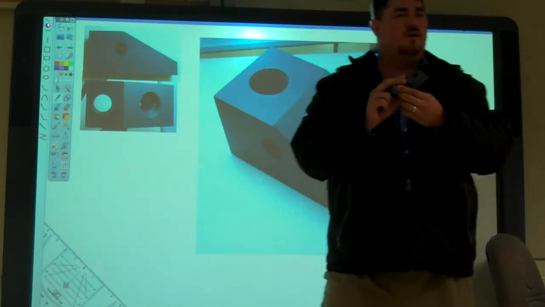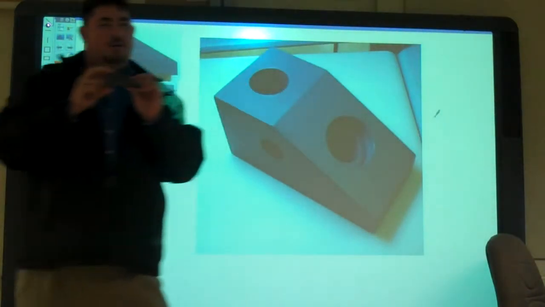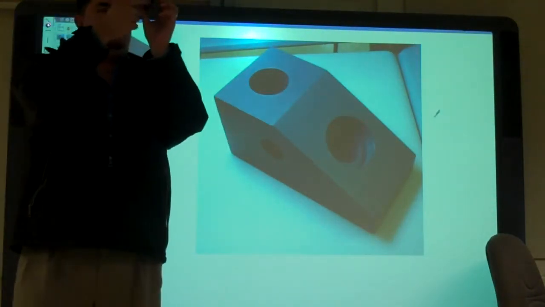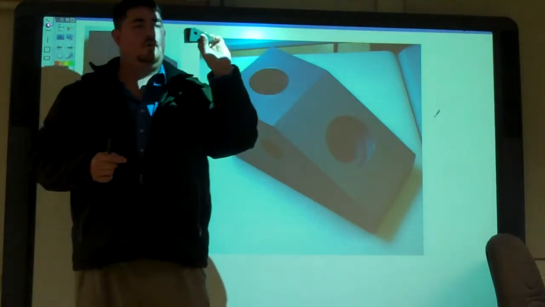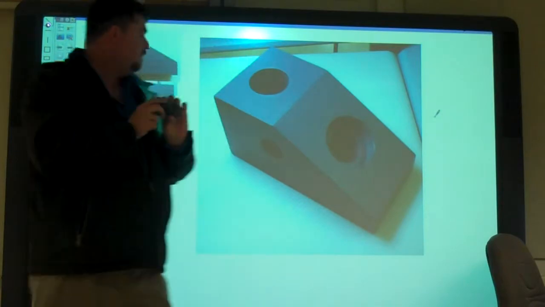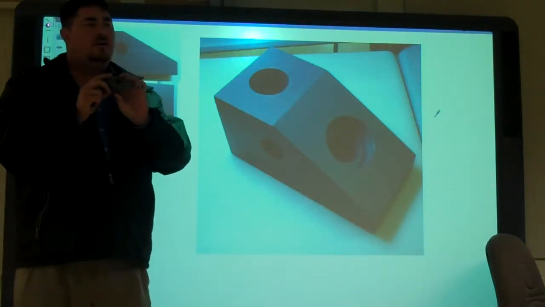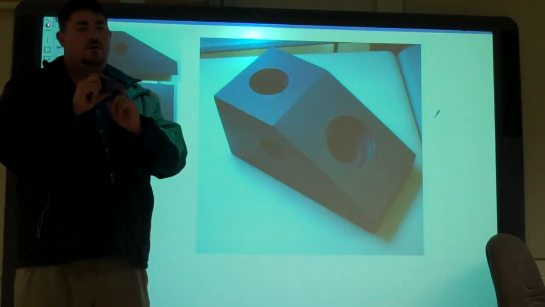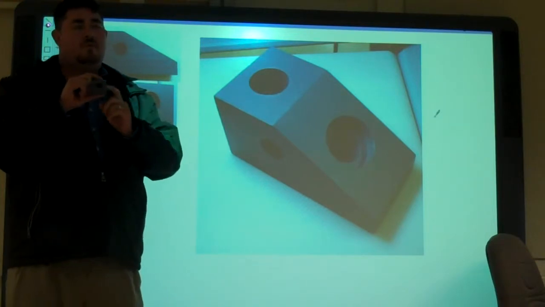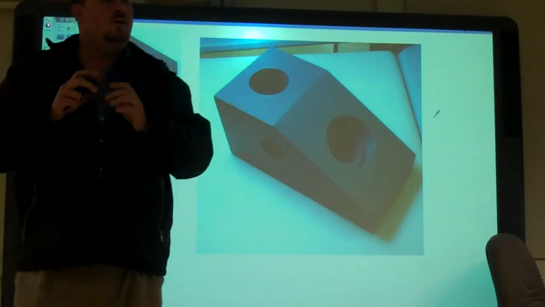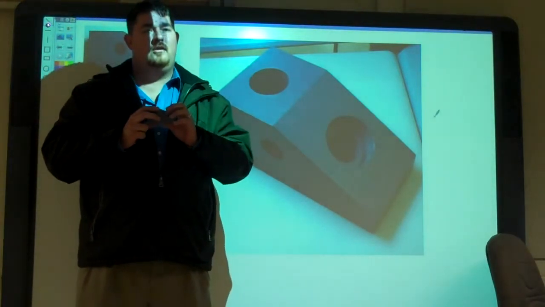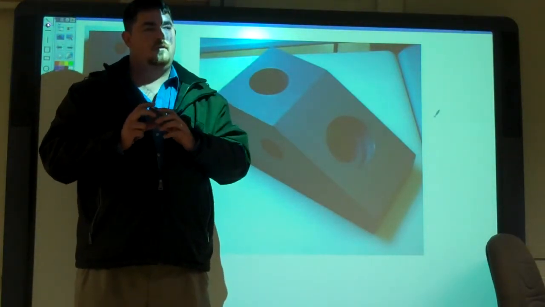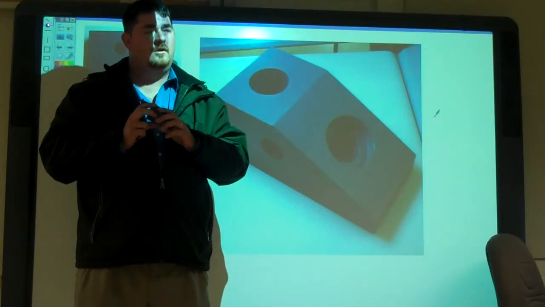Well, what about that hole is different? What's different about this hole than that hole or that hole? Angle? Remember when we were talking about making views? What was one of the requirements for making a view? Show the side with the most.